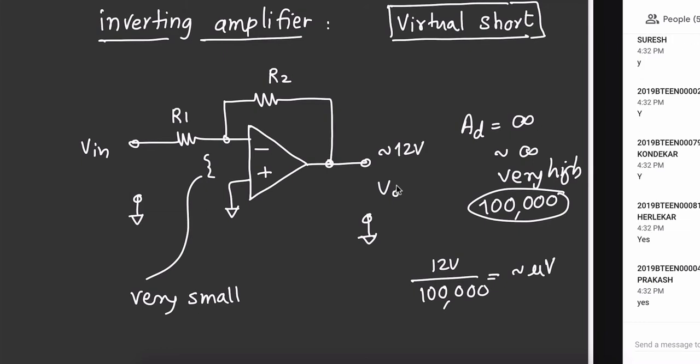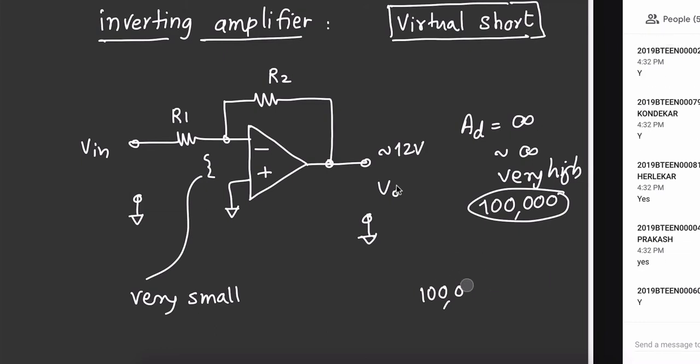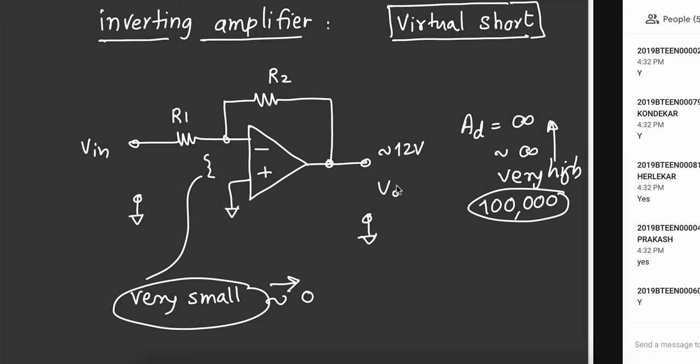Now let me rub out this. If it is very small, we will consider this to be very close to 0. As the gain goes towards infinity, that is an ideal op amp, this input will tend towards 0. It means this difference will be 0. Which difference? This difference.